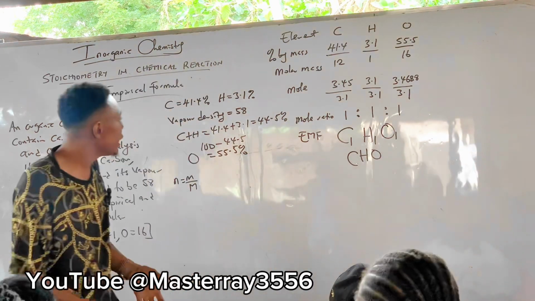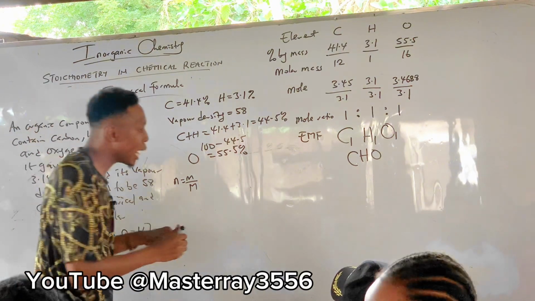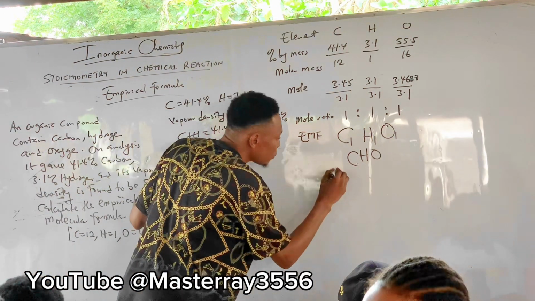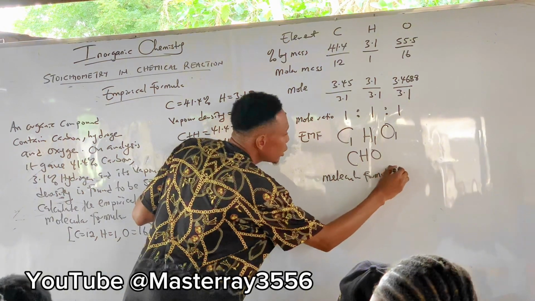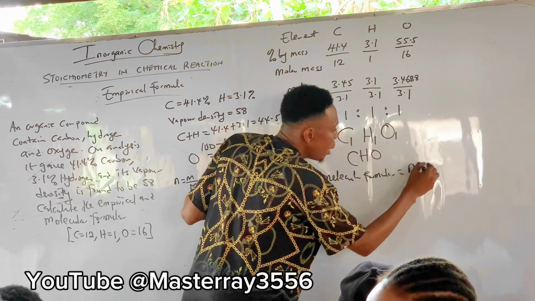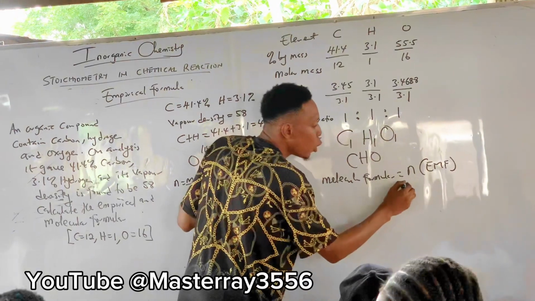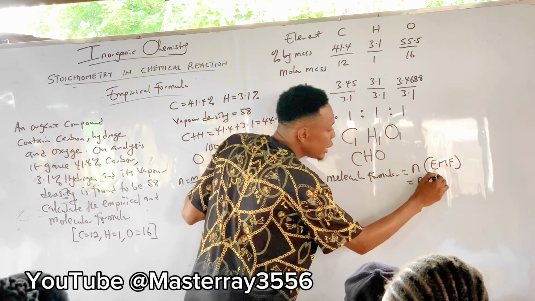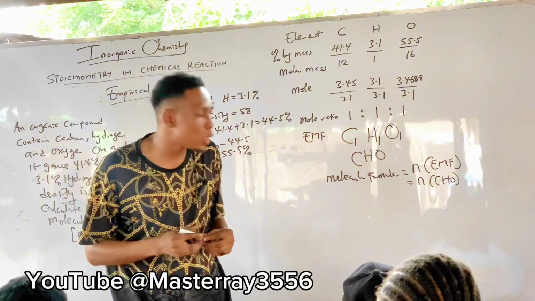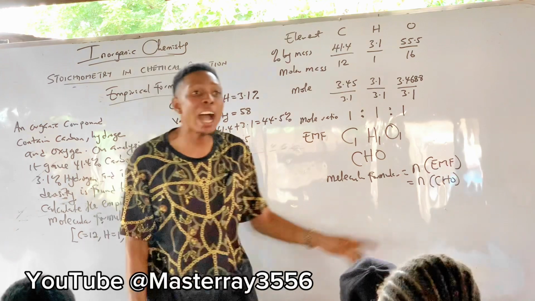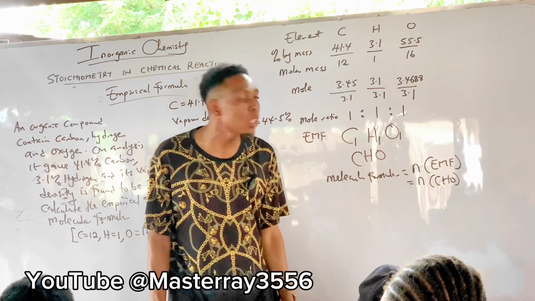Now this is my EMF. The next thing that we have to look for is the molecular formula. For us to look for the molecular formula, it is M bracket EMF. Are you following? And our EMF there is CHO. Please pay attention. But the issue there is, do I have my N? No, I don't have N. I have to look for N. Are you following?